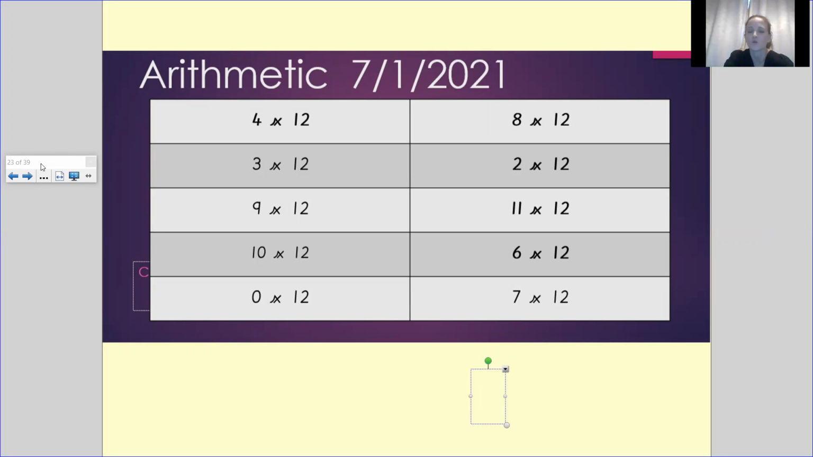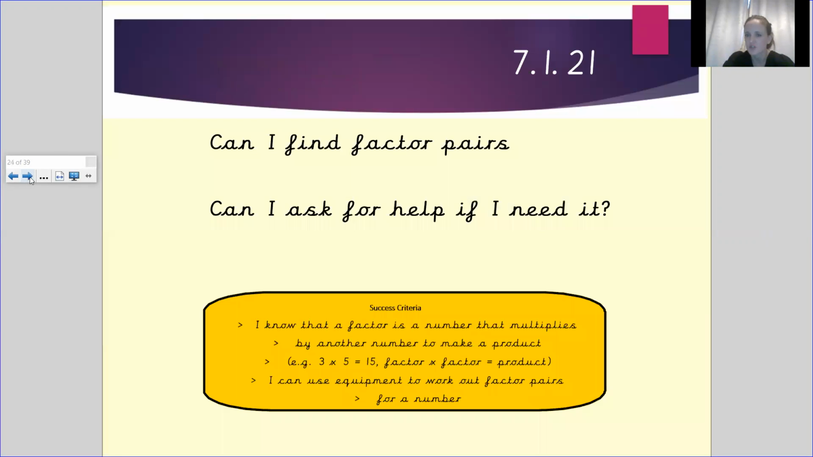Make sure that you have all the answers written down and keep track of them, because in the live lessons we are going over all the answers to your arithmetic. As mentioned before, we are going to be looking at factor pairs today. Factor pairs are numbers that can be timed together to get an answer.